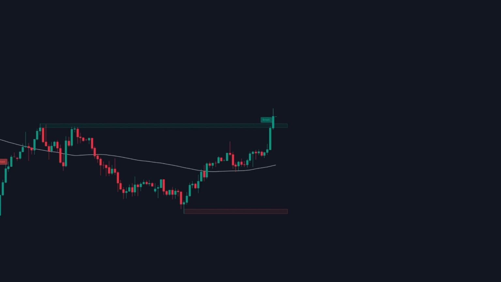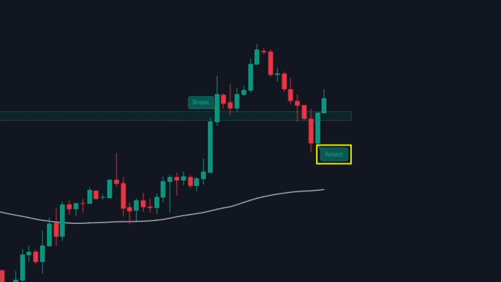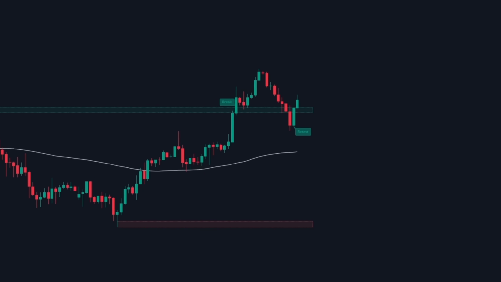Condition number 4 is crucial. Price needs to retest this level. Let's see if that happens. There it is. The indicator has labeled this candle as retest. This becomes our entry candle. The final condition confirms we're in a bullish trend. We want to make sure price is trading above that white moving average, just like it's doing right here. All our entry conditions are met on this candle, so we enter our long position.